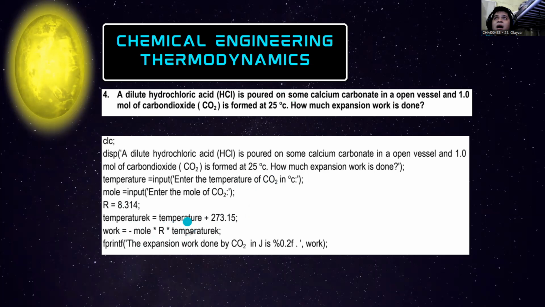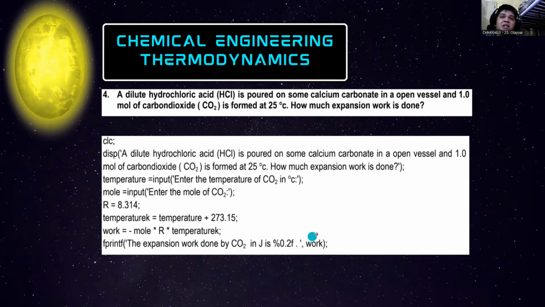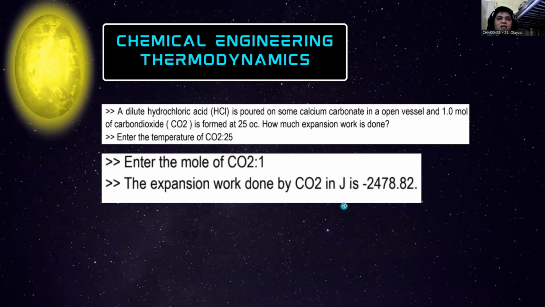Because the original formula of work is negative pressure times delta V, but with the use of the ideal gas law, we managed to eliminate the pressure and delta V and change it to mole times R times the converted temperature in Kelvin. And so after that, we will manage to get the data that we needed. And this is the result of the coding.